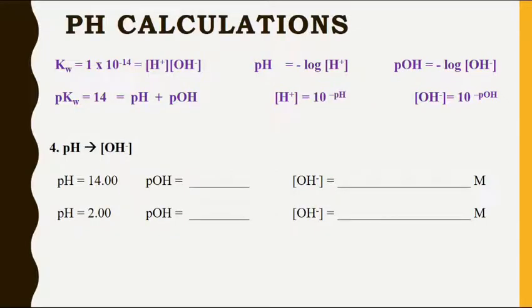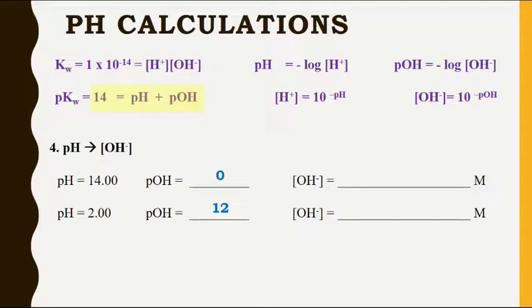So now let's do the same going from pH to OH concentration. And because my H and my OH don't match, then I can't just use my exponent rule here. I'm going to have to turn my pH into pOH first, and then I'll be able to turn it into the OH concentration. So 14 minus 14 is 0, and then 14 minus 2 is 12. So those are my pOHs.